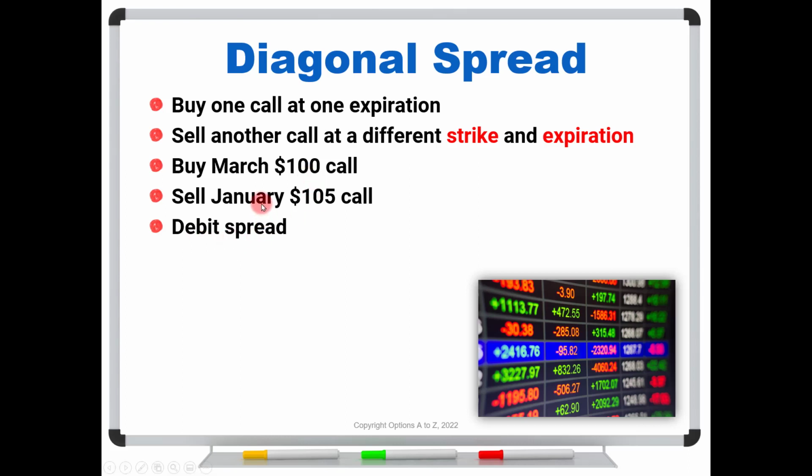Now, depending on how you set this up, we could certainly have short diagonals, and even in this case with a long diagonal, it could be a credit. What makes it a long diagonal is the fact that you are buying the longer dated option. This is also another little key piece of information that can cause problems.